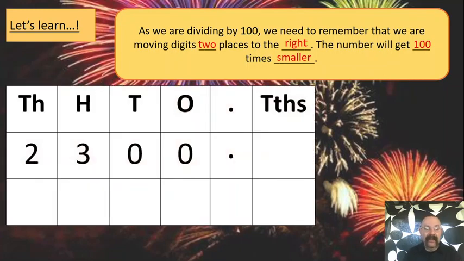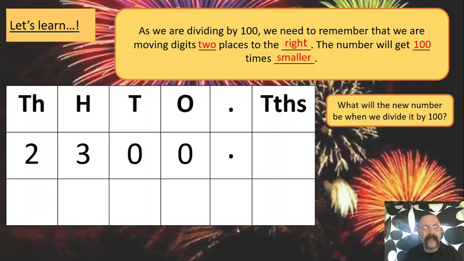So here we've got our place value grid, and for today's lesson, if it helps you to draw out your own place value grid, then please do. Okay, so here we're dealing with the thousands, the hundreds, the tens, ones. We've also got the decimal point and the tenths. Okay. So what will the new number be when we divide it by 100?